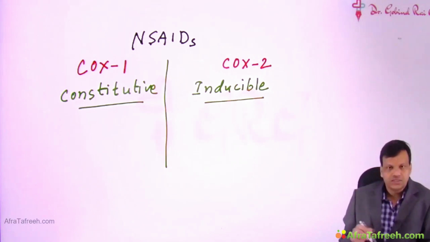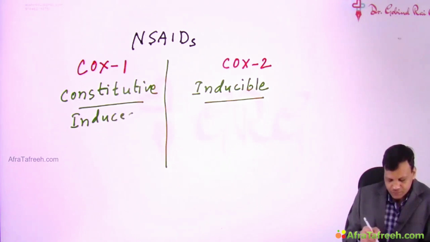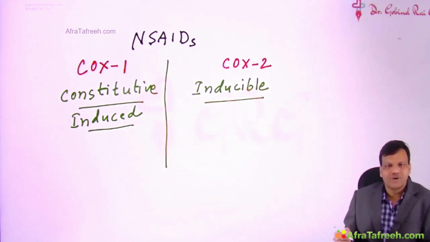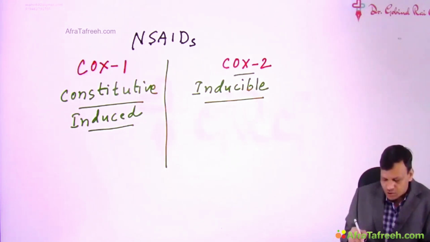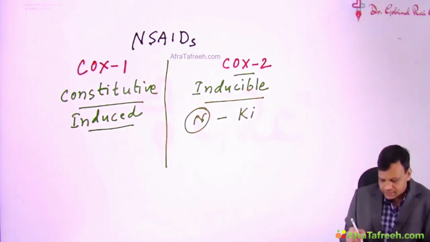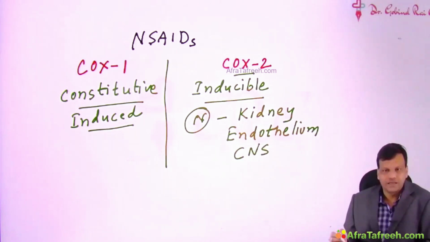But the difference is not so clear nowadays. What is found nowadays is even COX-1 can be induced at the site of inflammation, although at less levels. So COX-1 also plays a part in inflammation, whereas COX-2 is also normally present at some places, and these places are kidney, endothelium, and brain. So kidney, endothelium, and brain normally contain COX-2 also.